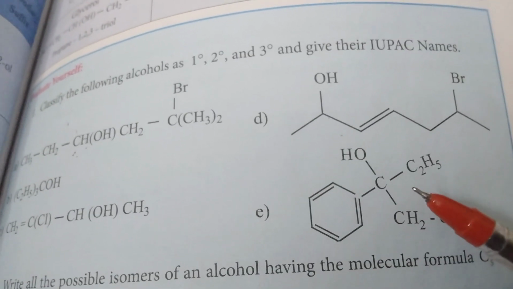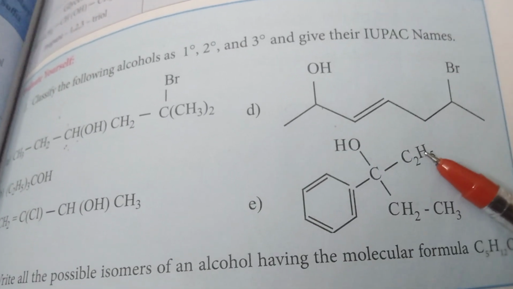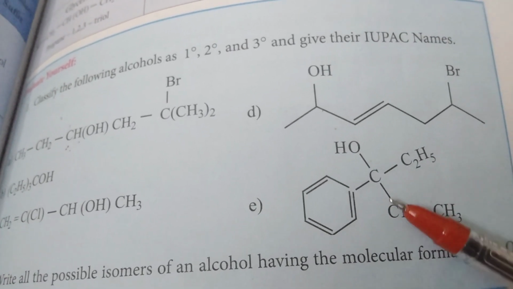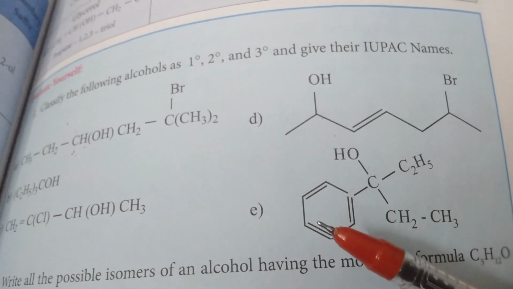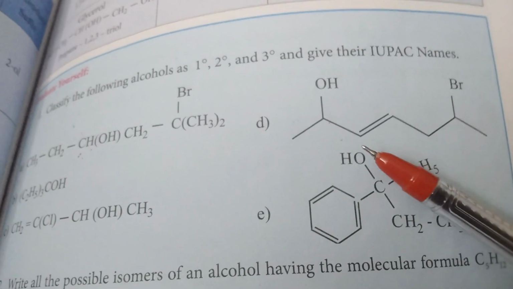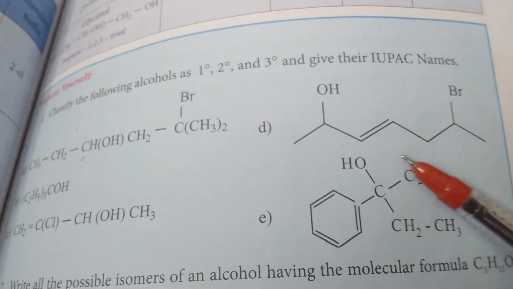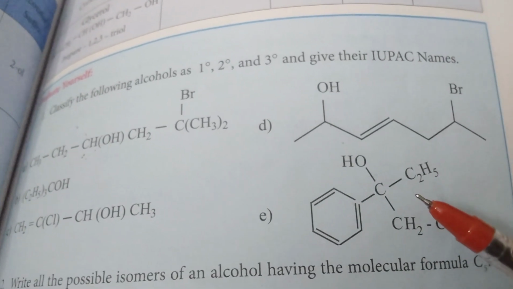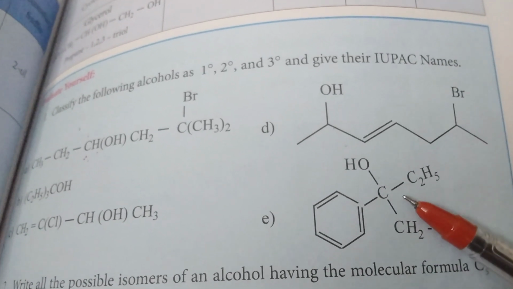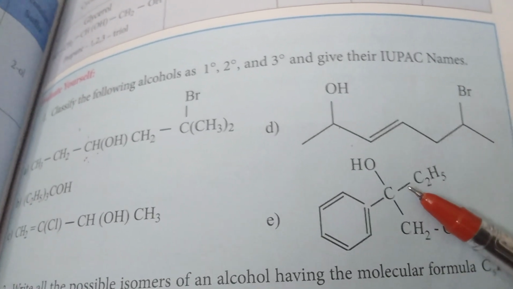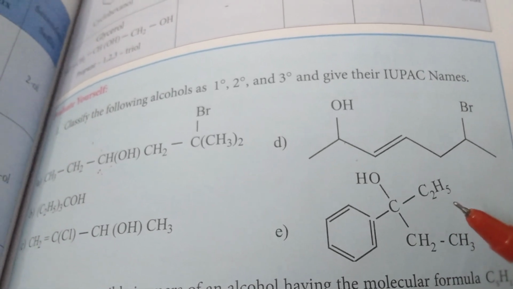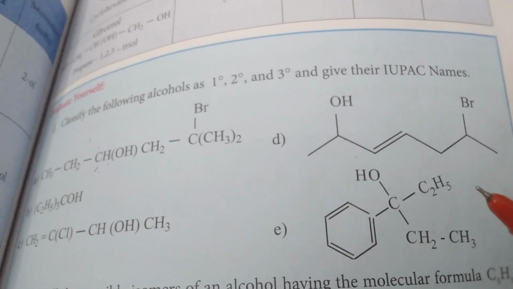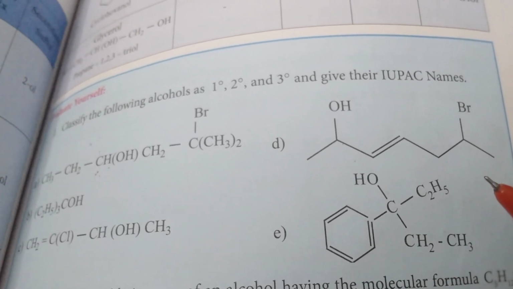Here what are the groups present? Here C2H5 ethyl group, another C2H5 group, another ethyl group. Here one benzene ring is attached. Then OH. 3 R groups are present, 1 OH. So what is the alcohol? This one is a tertiary alcohol. So in this way you have to classify the alcohols into primary, whether it is primary or secondary or tertiary.